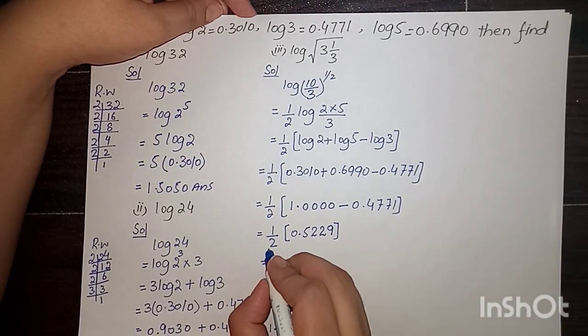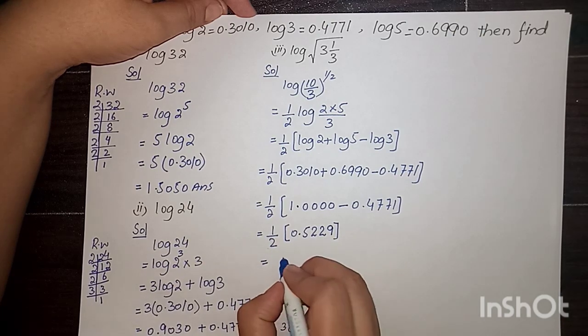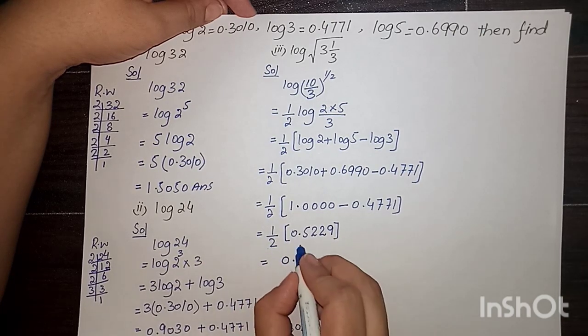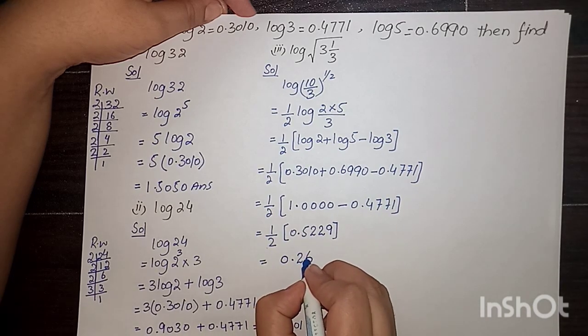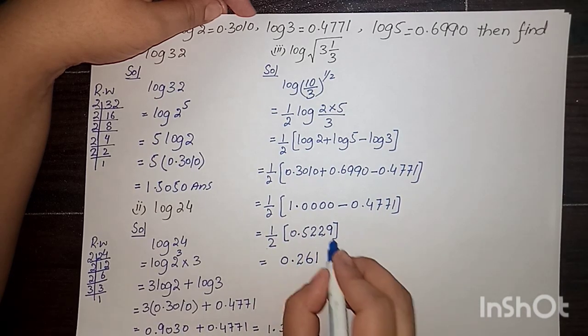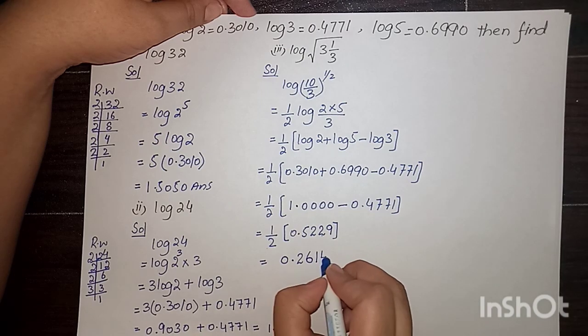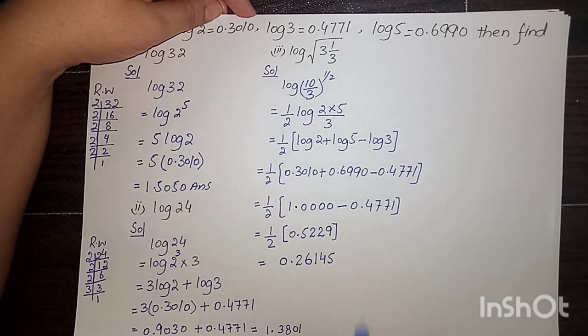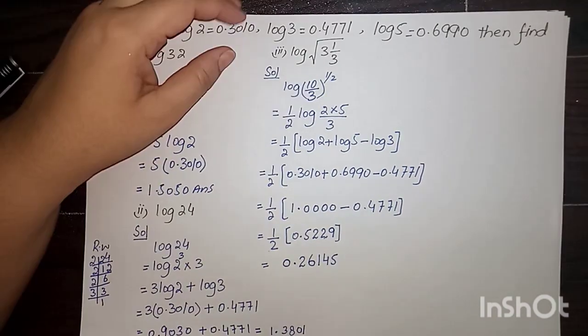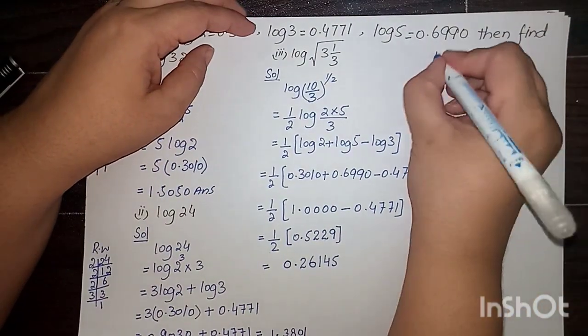Now we will divide it by 2. So this will be equal to 0 point. 2 twos are 4, 2 sixes are 12 with a carry 1, then 2 ones are 2, then 2 fours are 8, and then 2 fives are 10. So 0.2615 is our answer.